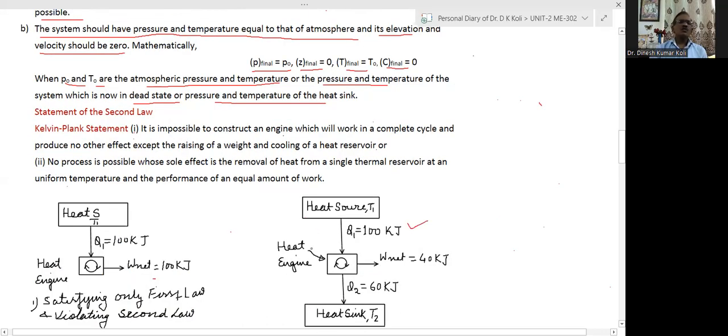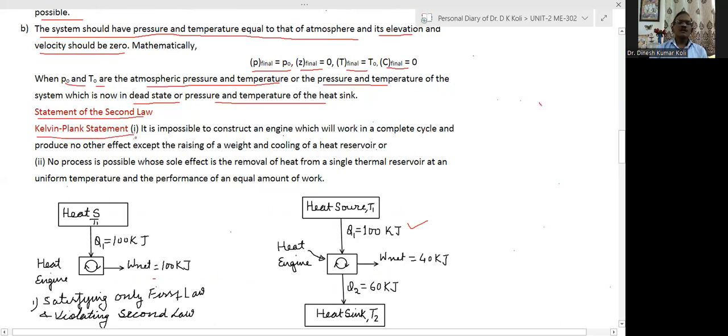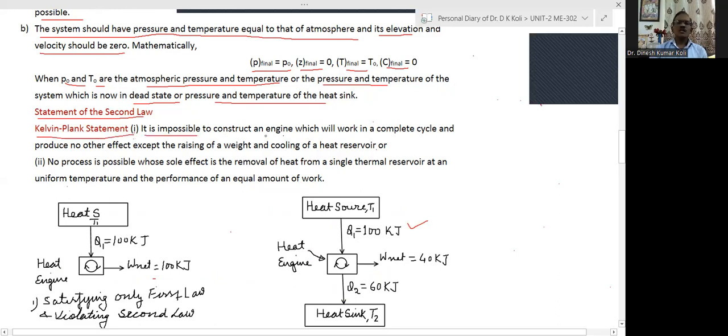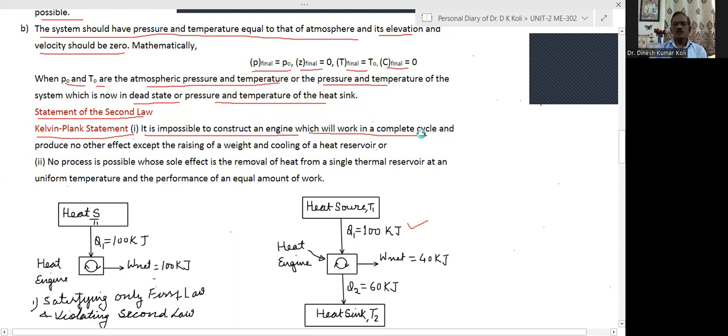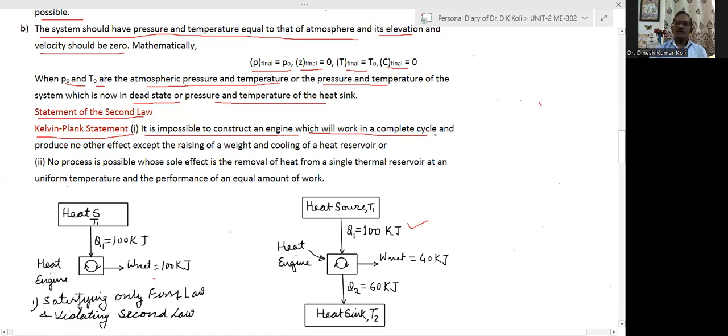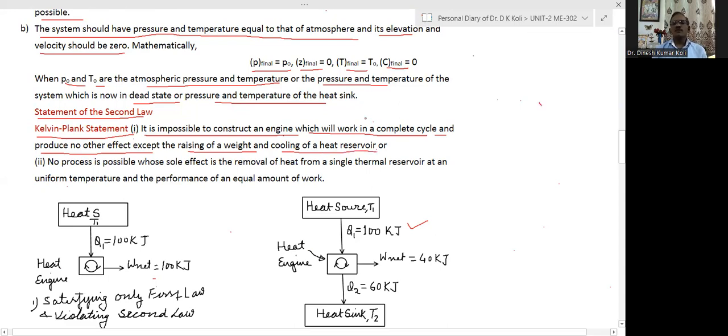Now there are two statements of the second law of thermodynamics. The first statement is known as the Kelvin-Planck statement. This statement says it is impossible to construct an engine which will work in a complete cycle and will produce no other effect except the raising of a weight and cooling of a heat reservoir. It means no engine is possible which will work in a complete cycle and produce no other effect except the raising of a weight and cooling of a heat reservoir.